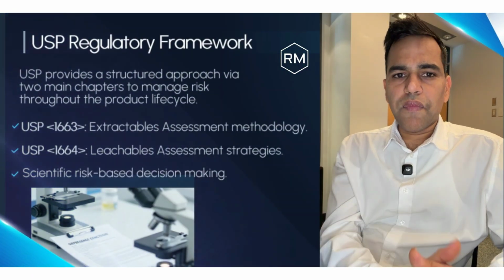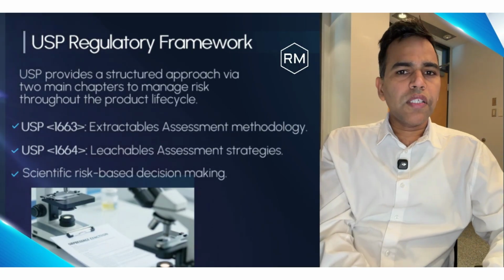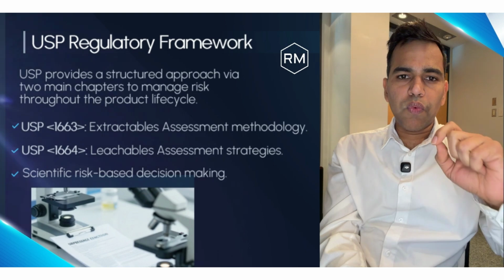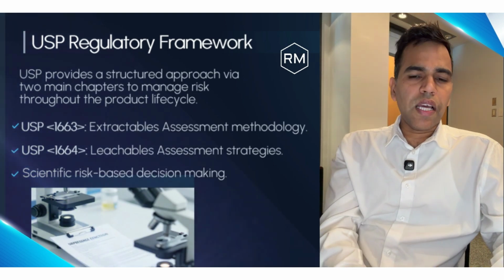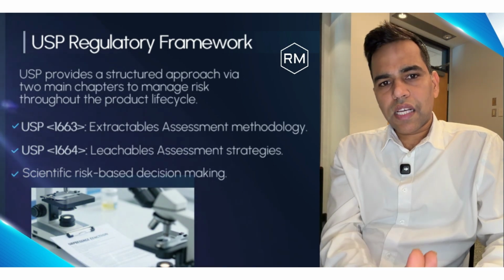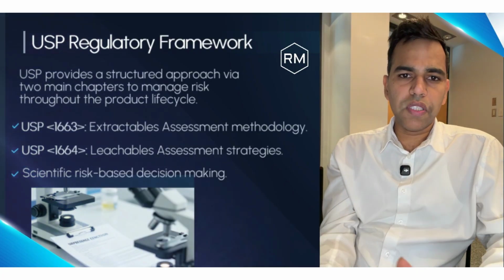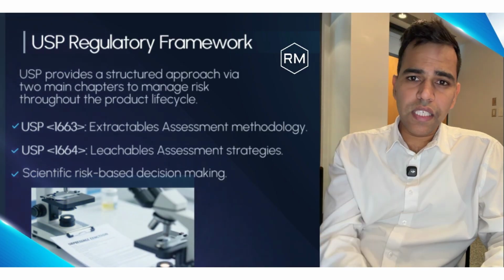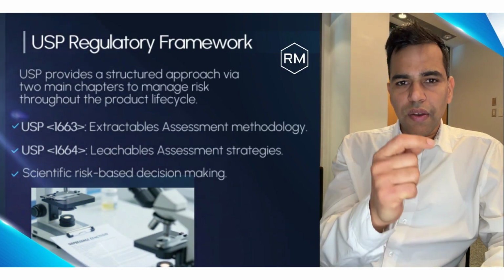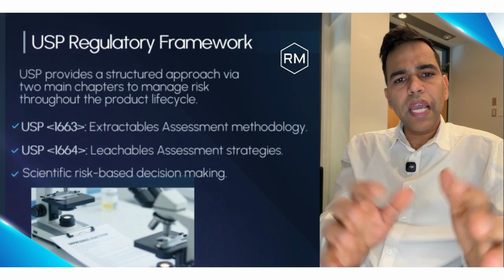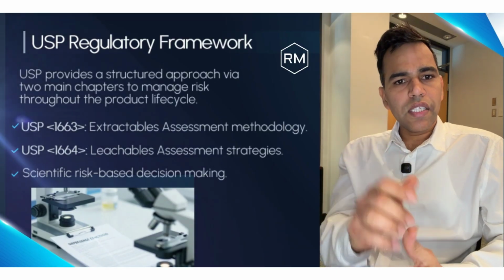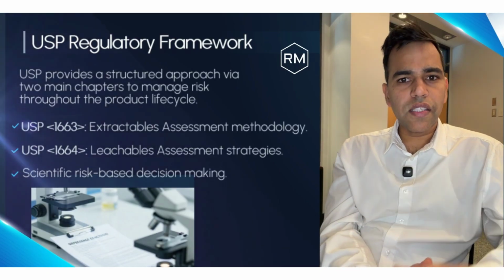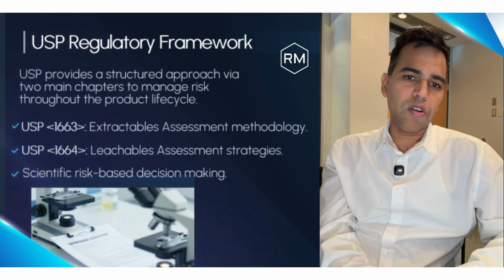USP regulatory framework. USP provides a clear roadmap through two key chapters. USP 1663 focuses on extractables: how to design and perform these studies. USP 1664 focuses on leachables: how to monitor them in real products. Together, they promote a scientific, risk-based approach, guiding decisions across the product lifecycle instead of applying a one-size-fits-all method.